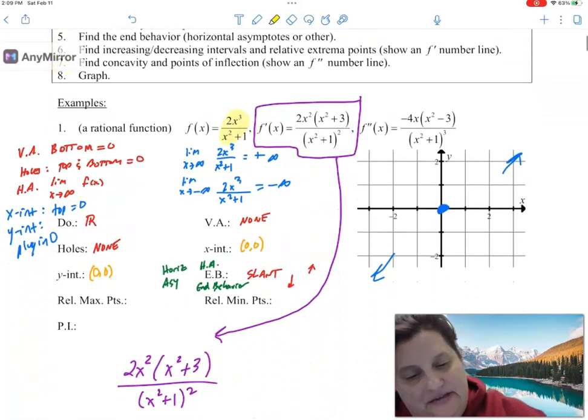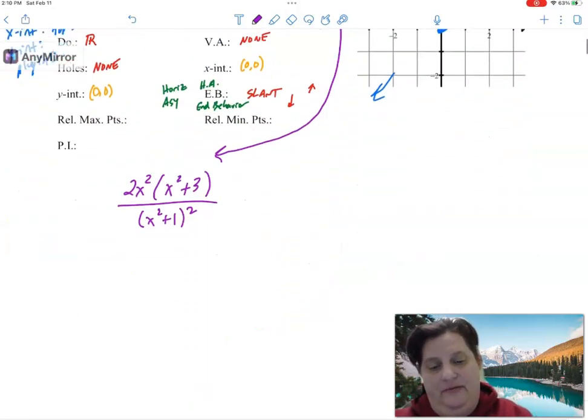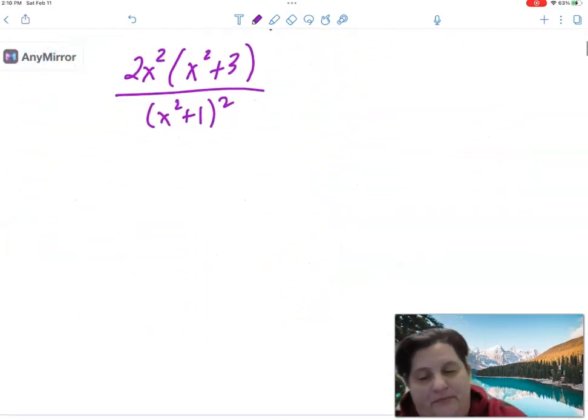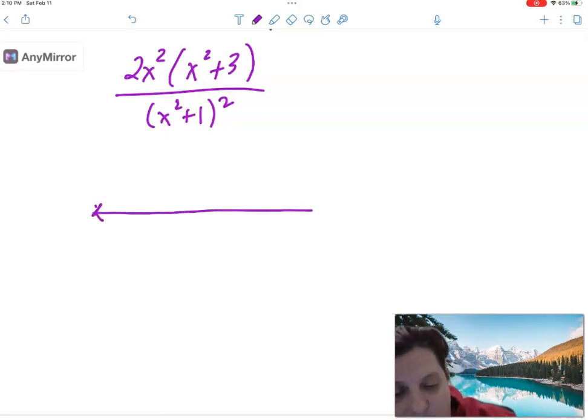Okay, and then this is all f prime number line. It tells me increasing, decreasing, and relative max and min. And then we're going to do an f double prime number line. So here's my f prime number line. All right, you guys? Now look, if you happen to have had any asymptotes, or any undefined points, you would need to put them on the number line. Okay? But there aren't any.